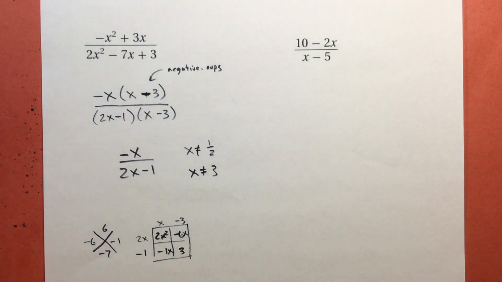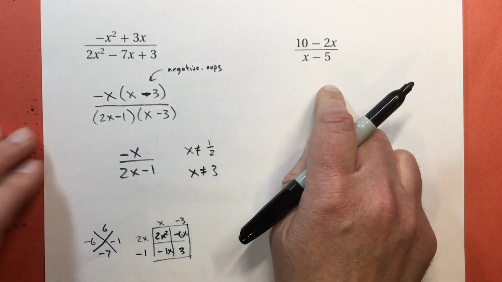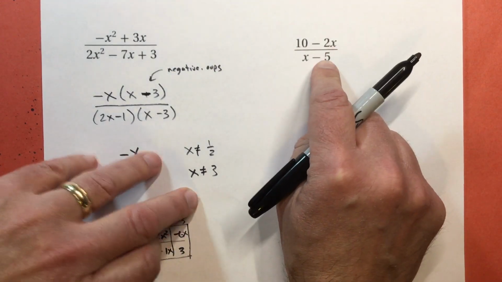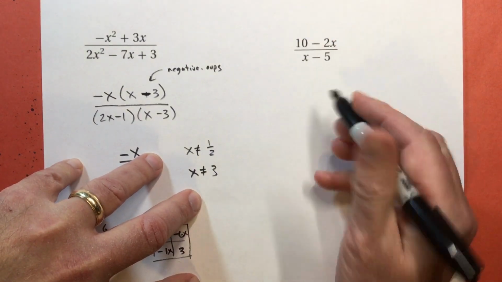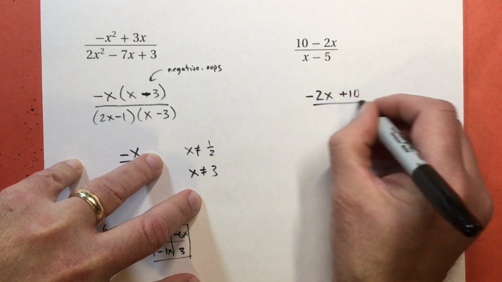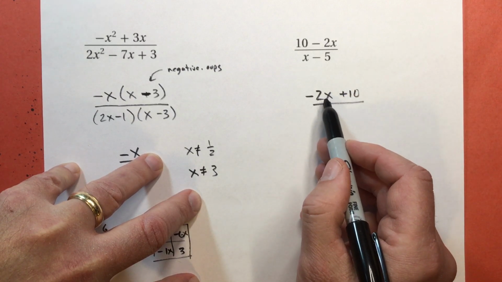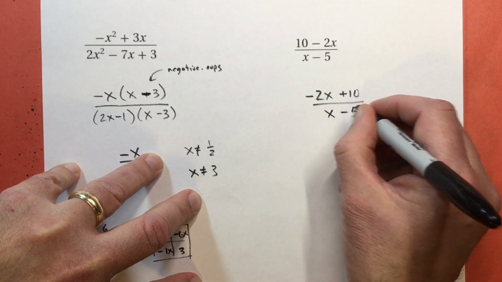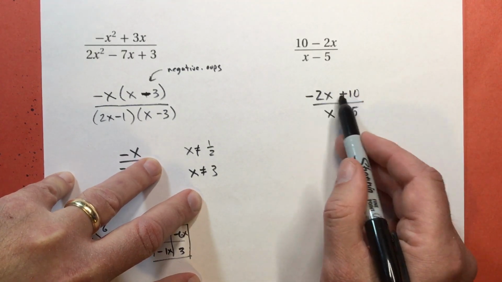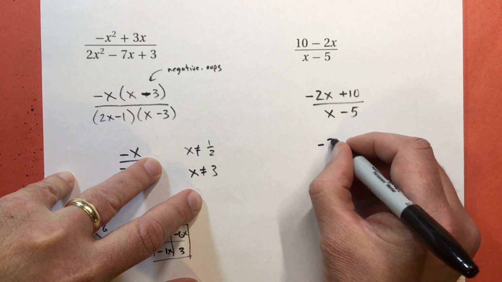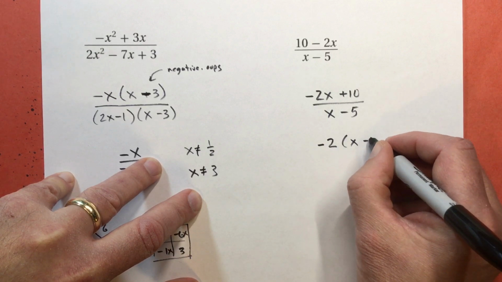All right, last one for this video. I get 10 subtract 2x over x subtract 5. I'm going to turn this around and get negative 2x plus 10. Because the term with the x is negative, that means I'm going to factor out a negative. In the numerator, they have a common factor of 2. So this is going to be negative 2 times x subtract 5.